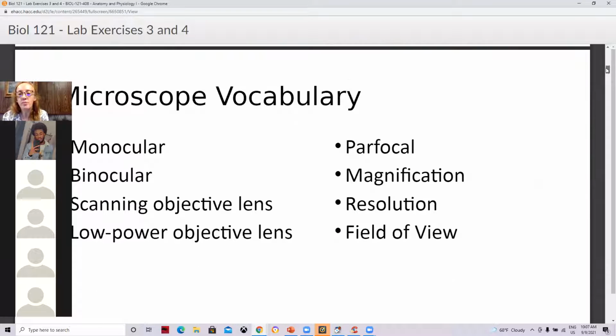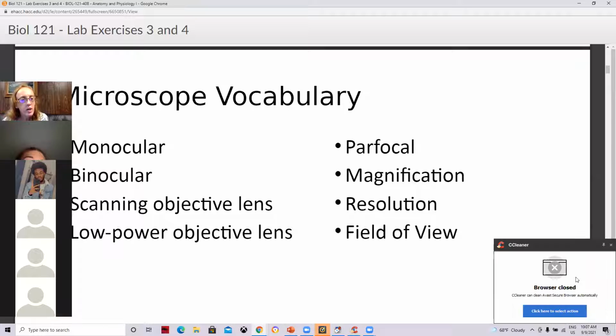So some vocabulary terms. Monocular. Do you remember what I said monocular meant? A single lens. Yep, it means that we have a single lens. So binocular meaning that we have two ocular lenses.